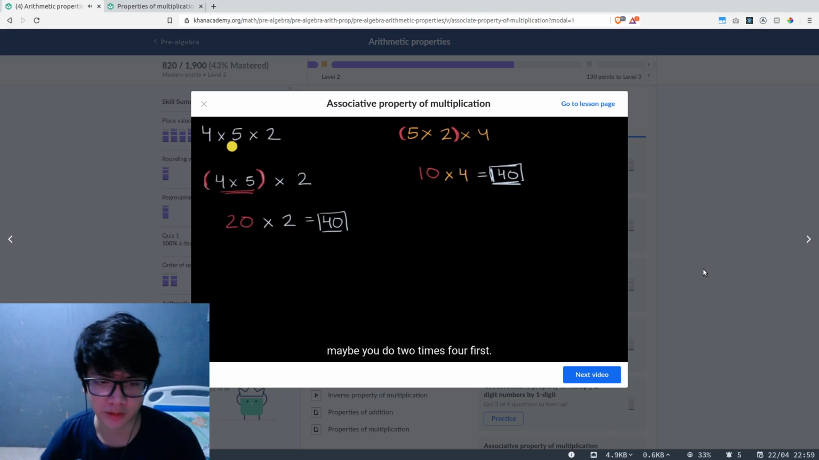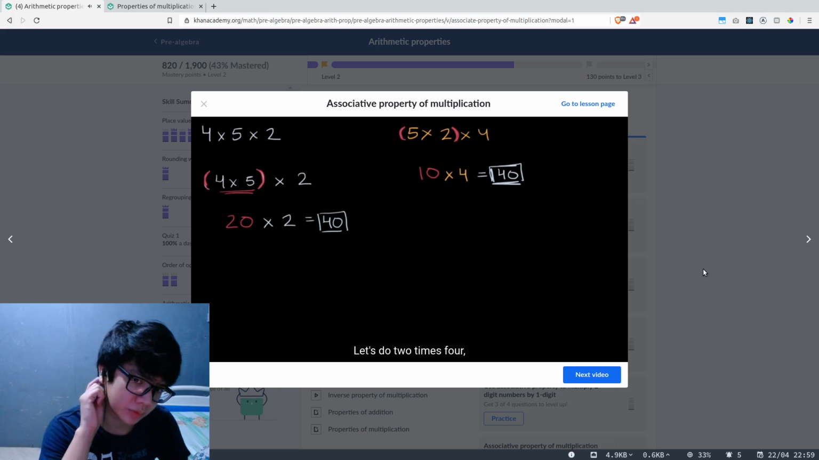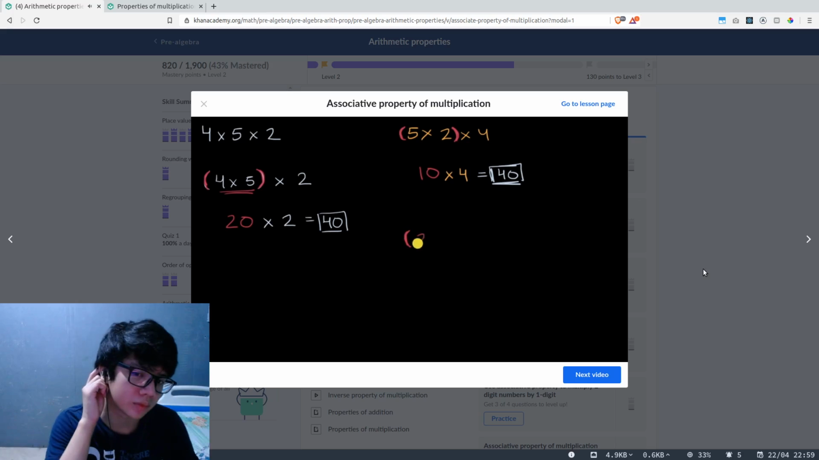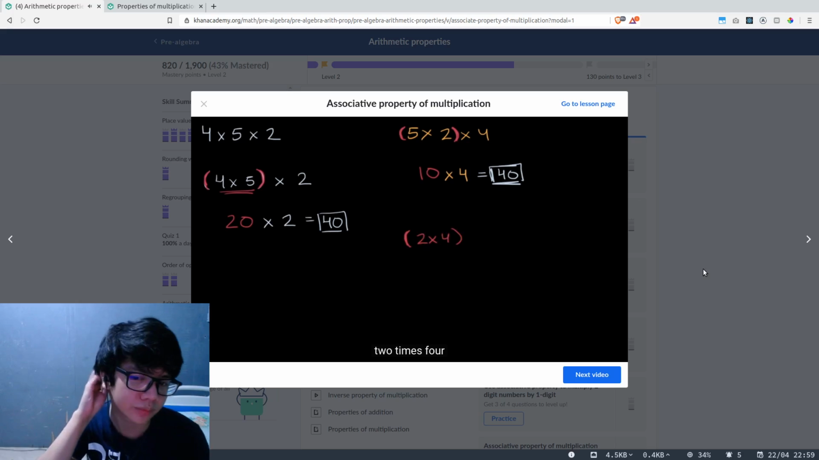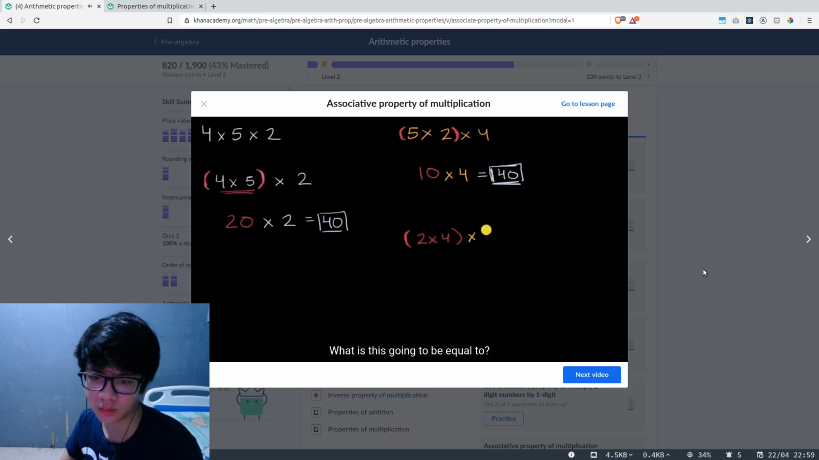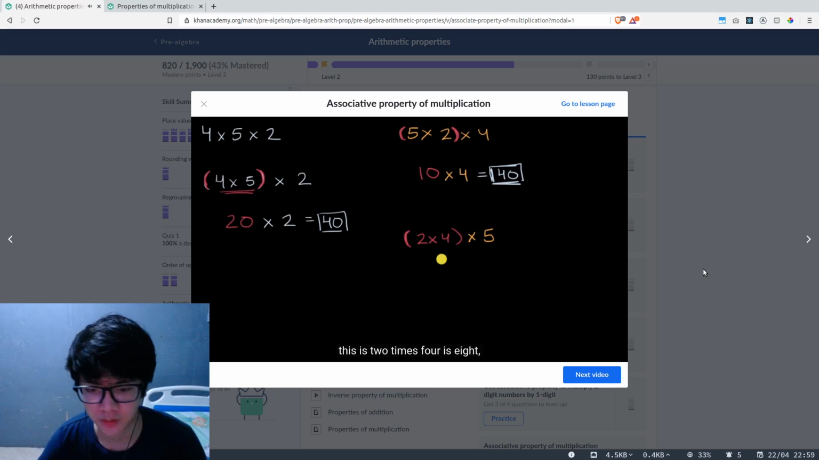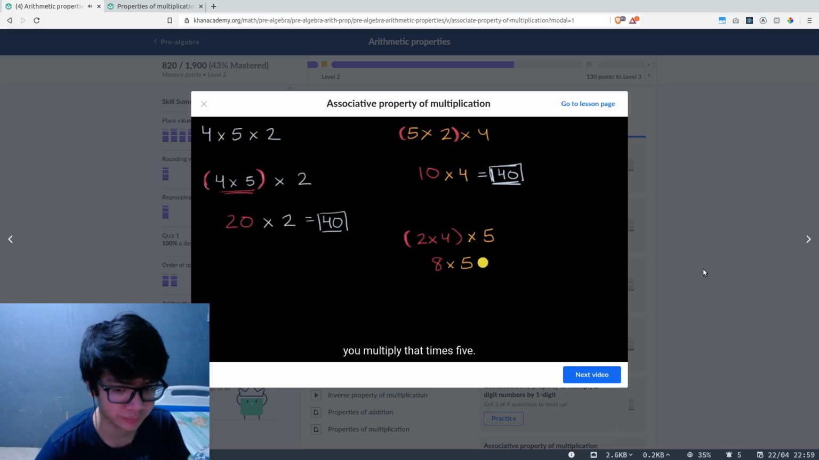Maybe you do 2 times 4 first. In fact, let's just do that. Let's do 2 times 4, and then multiply that by 5. What is this going to be equal to? Well, you might notice again, 2 times 4 is 8. You multiply that times 5. Well, once again, we got 40.